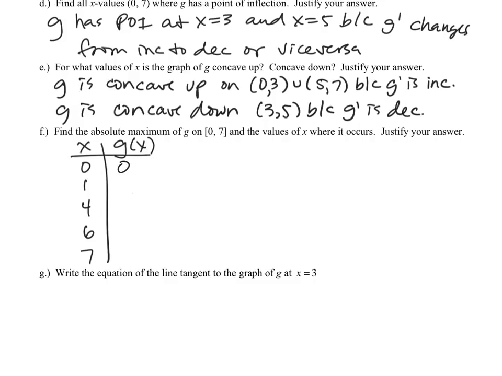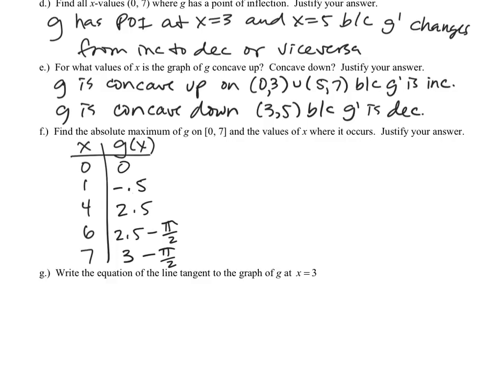g of 1, if you look up earlier, we already figured that out. That was negative 0.5. Okay, g of 4 we found earlier to be positive 2.5. g of 6 was 2.5 minus pi halves. And then g of 7 was 3 minus pi halves. All right, so we got to think about which one of these is the biggest value, because we're looking for the absolute max.